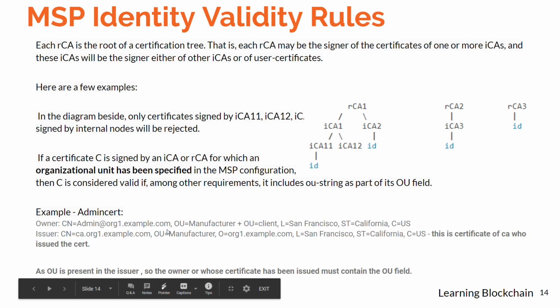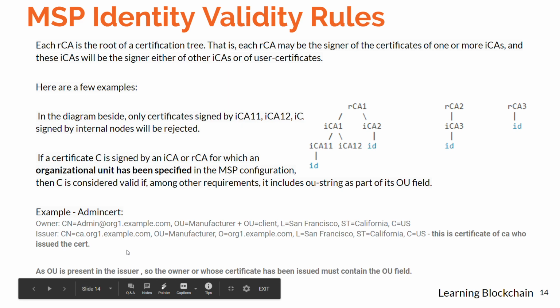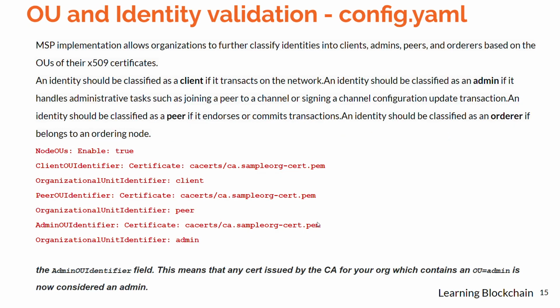So in the issuer, if you can see, there is an OU field. OU is equal to manufacturer is present inside the issuer. So if this issuer is issuing some certificate, then this OU field with the exact value must be present inside the certificate. So this is all about this. Okay, so I hope you have understood this slide. So let's move to the next slide.